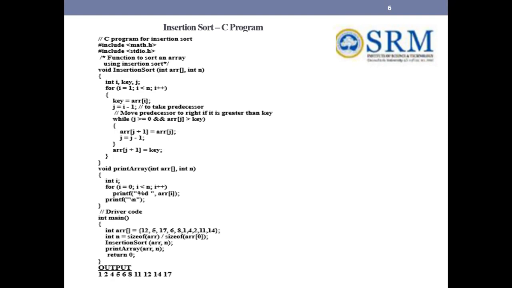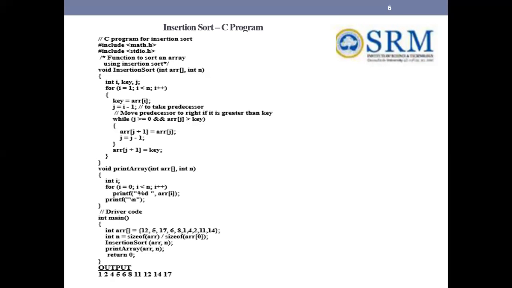Now see void insertion sort, the algorithm. The algorithm receives two inputs, the array and the size of the array n. We have declared three local variables: int i, key, j. I represents the current value and j is used to access its predecessor, that is i minus 1. So we are using two variables, i and j: i for the current value, j to take its predecessor value.